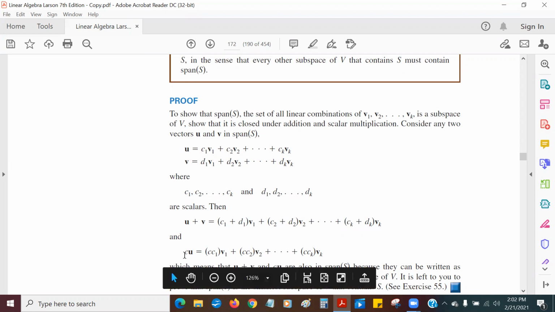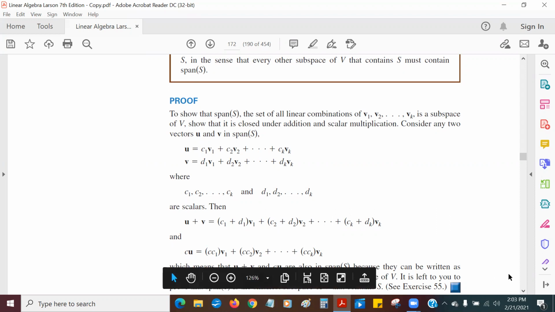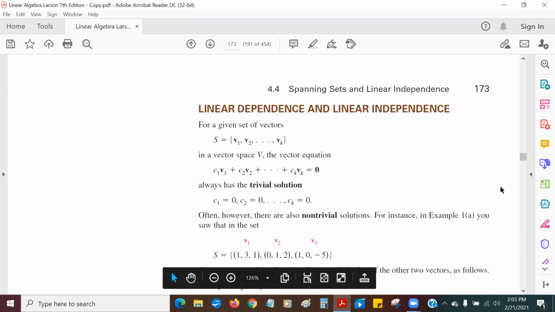And here it's the same thing. When I multiply everything by c, my new scalars are cc1, cc2, up to cck. But again, by definition, it's a linear combination of the vectors v1 through vk, because they're just a bunch of scalars times those vectors, added together. And there you go. As far as the fact that it's the smallest subspace, that's left as an exercise. So that's pretty awesome.